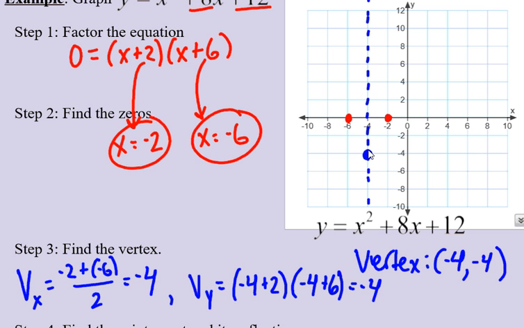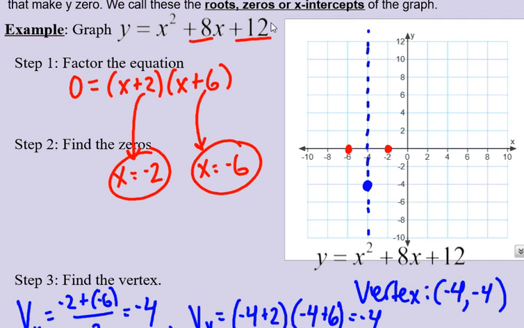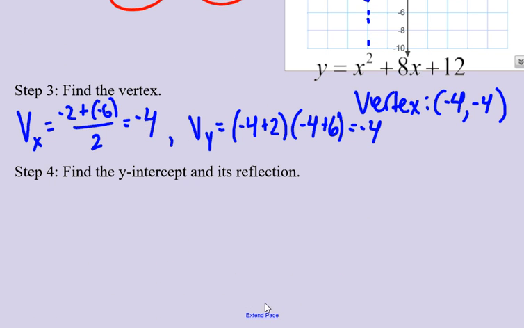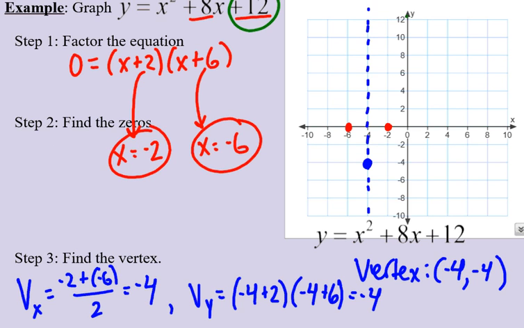-4 is right there. The y-intercept is this value at the end, 0, 12. Plot that, and then sketch it in. There'll be a reflection right over here on that side, and you'll be done.